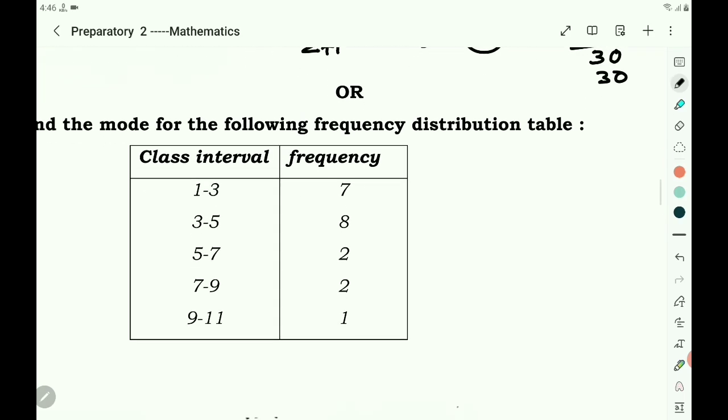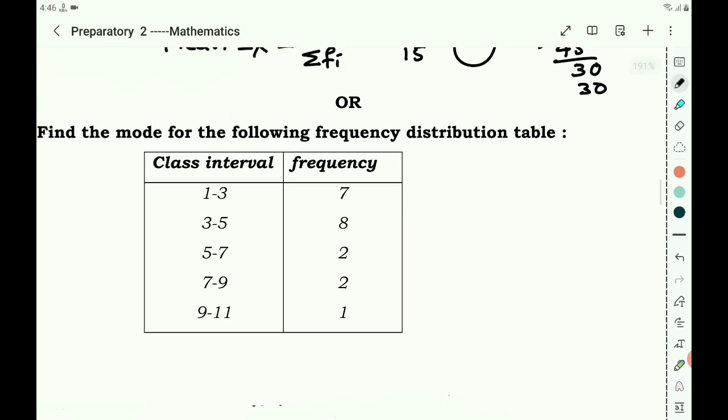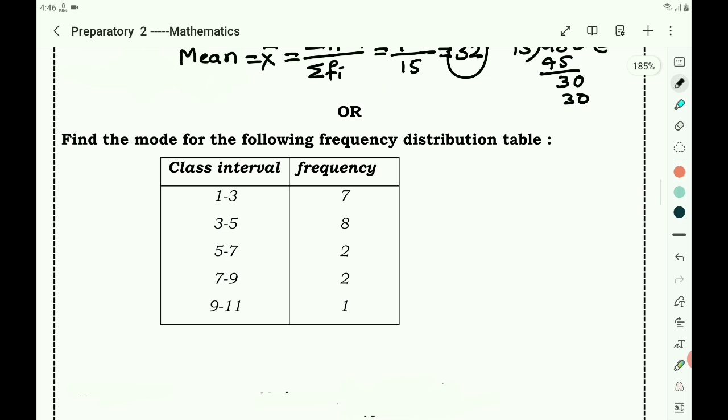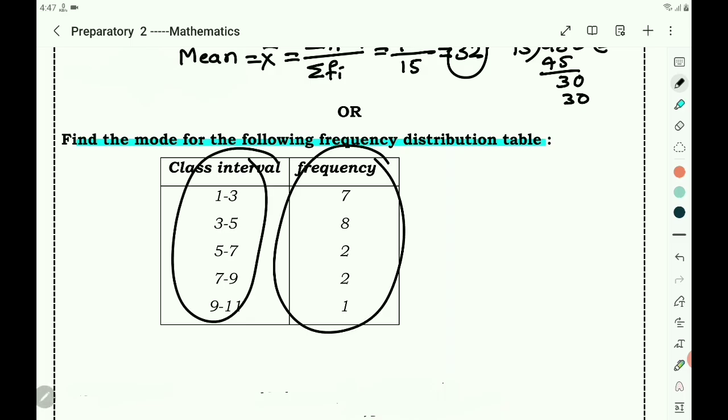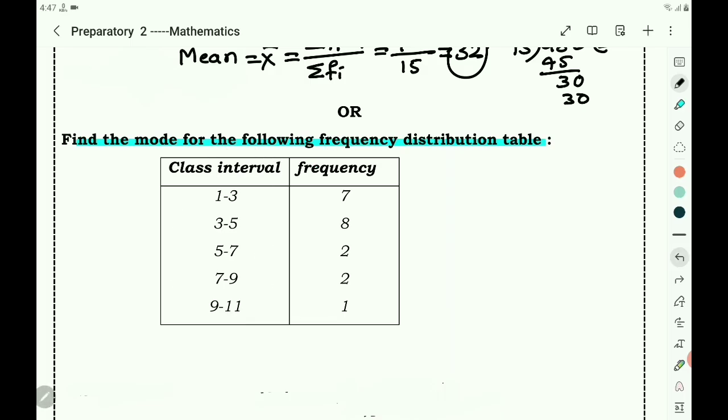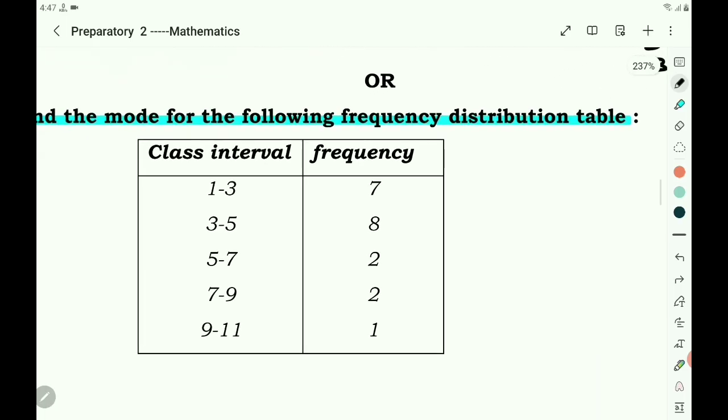Then the second question, the OR question of the same question. Find the mode for the following frequency distribution table. Here we have to find the mode. Observe the given table. Class interval and frequency are given. To find the mode, we have to recognize the highest frequency. 8 is the highest frequency. Therefore, the modal class is this one. 3 to 5 is the modal class.